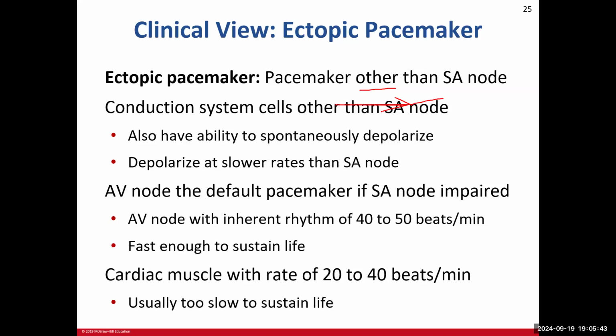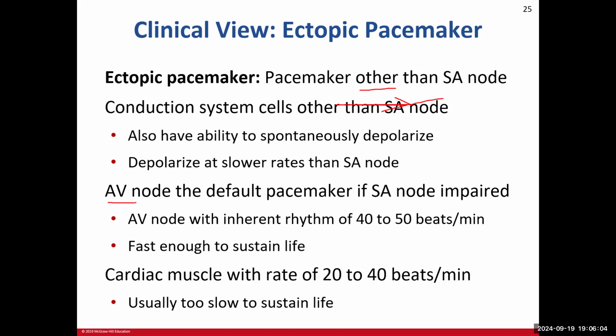So if we take out the SA node, we have a new pacemaker involved, and we default to the AV node. Thing with the AV node is it's a little bit more laid back. So it's going to have a much slower spontaneous depolarization rate, and that's going to be anywhere between 40 to 50 beats per minute. You can still live on that.